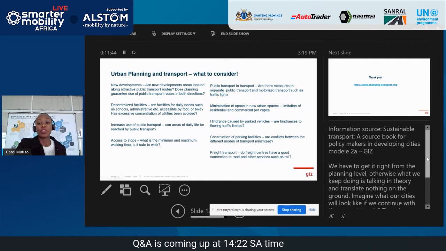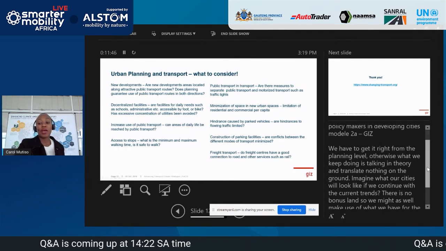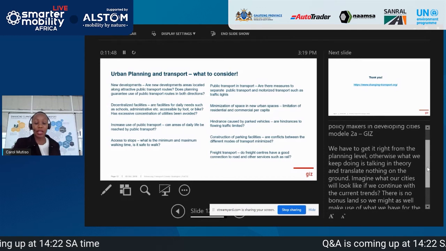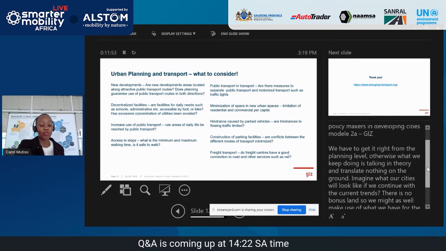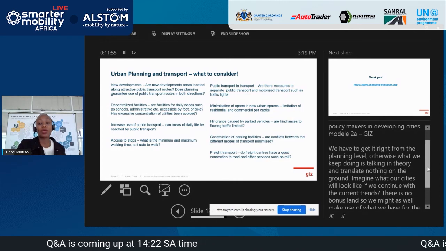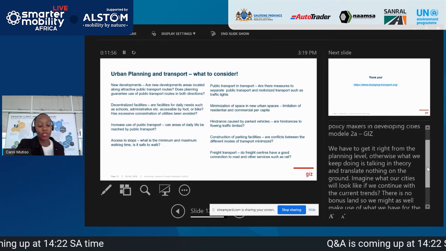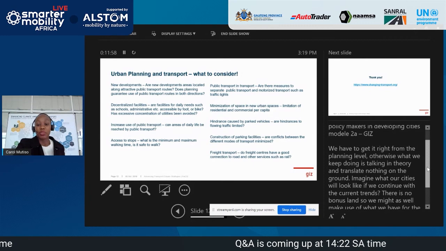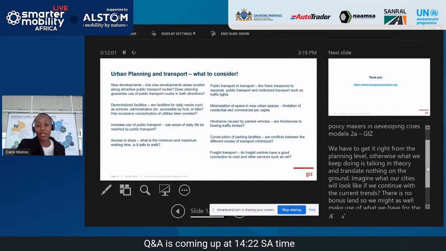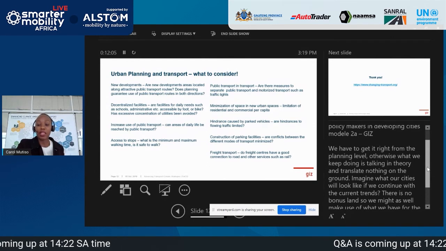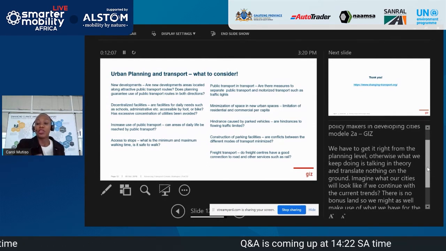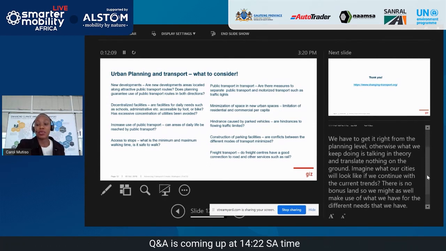So my basic message that I want to pass is that we have to get it right from the planning level. When we think about smart mobility, we have to think about where will the infrastructure be. If we are thinking about e-mobility, if we are thinking about NMT and cycling access and all that, we have to get it right from the beginning. Otherwise, we keep talking in theory and nothing is even translated on the ground.